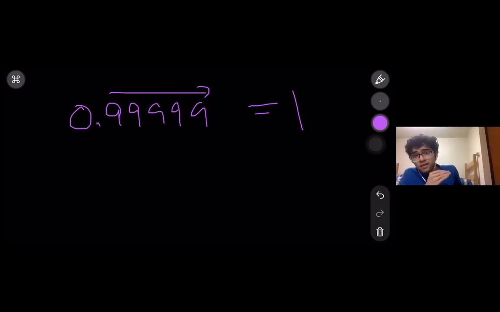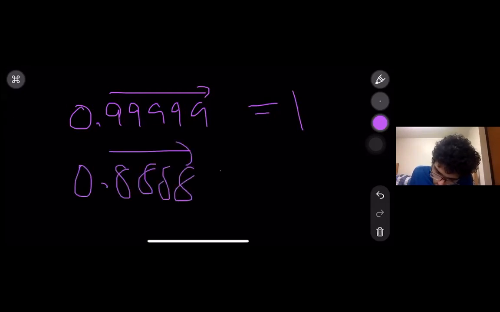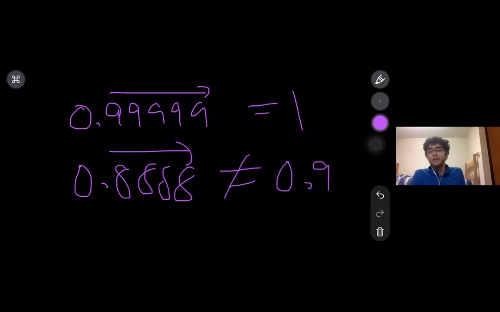Even if you run this for, let's say, from the beginning of the universe till now, 0.99999, maybe you'll have like a googol of nines, that will still not be equal to 1. It will only be equal to 1 if you run it forever. And the thing to note here is that 0.88888 is not equal to 0.9. This is true only with respect to 0.999 being equal to 1.